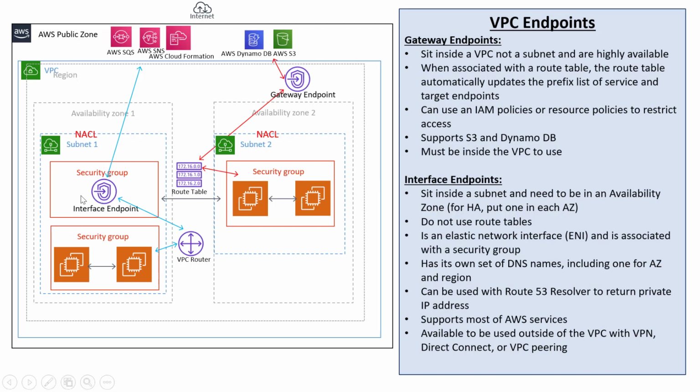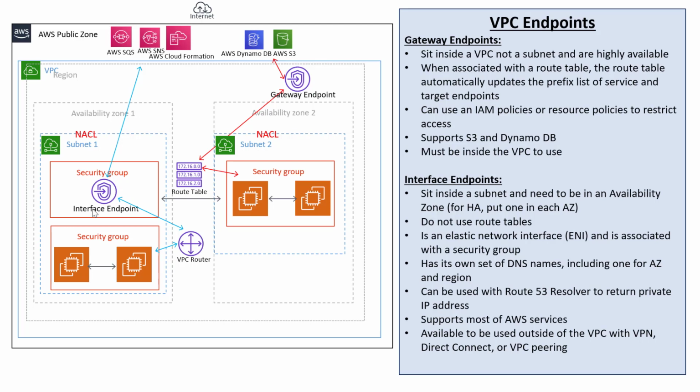Interface endpoints are created a little differently. They sit inside a subnet, and in order for them to be highly available, you should have an interface endpoint in each availability zone. Interface endpoints do not use the route table. Instead, they are actually an elastic network interface device, and they're associated with the security group inside the subnet.